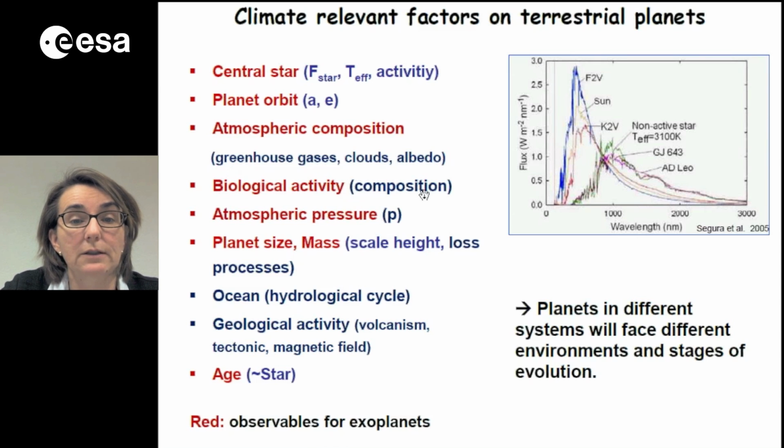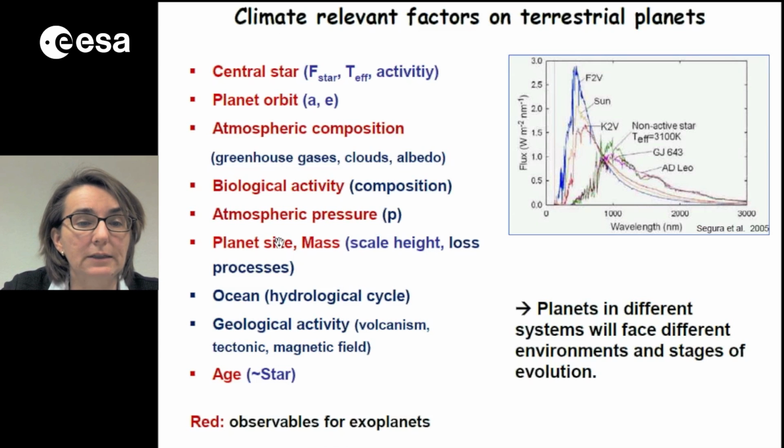The biological activity, the example is Earth. In the case of Earth, the biological activity has modified the composition of the atmosphere. Atmospheric pressure, the difference between Venus and Mars, for example. We need sufficient pressure and a sufficiently thick atmosphere to get surface temperatures for liquid surface water. The planet size and mass determine the scale height of the atmosphere, but they also determine the loss processes, gravitational loss of the atmosphere, the hydrological cycle, the geological cycle, and the age of the star.